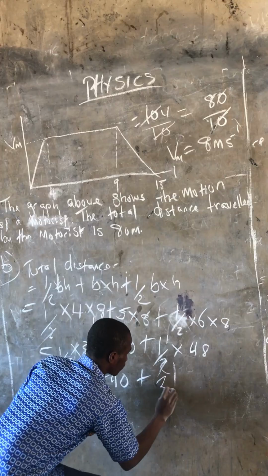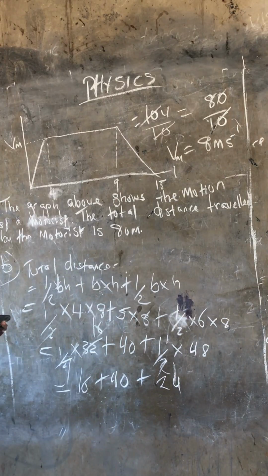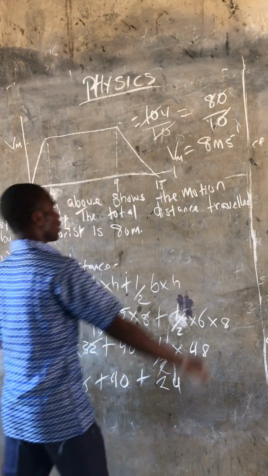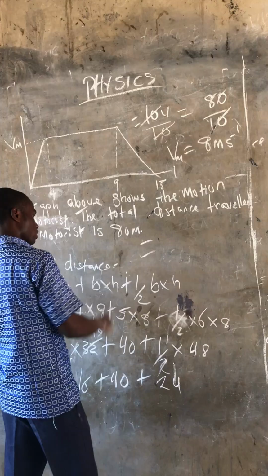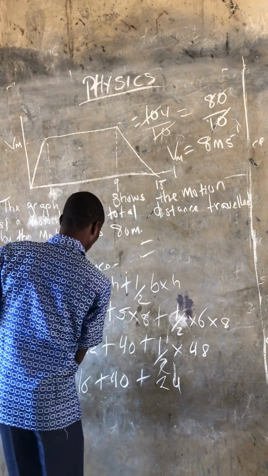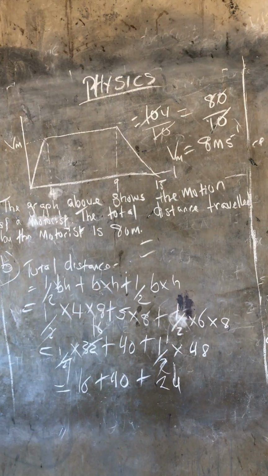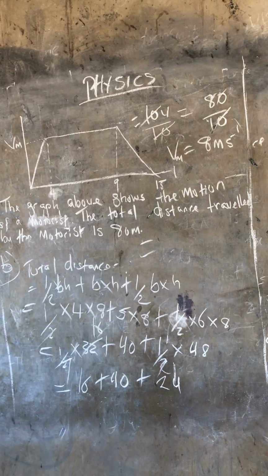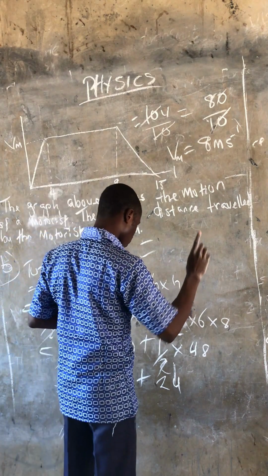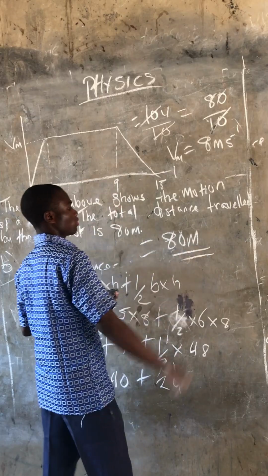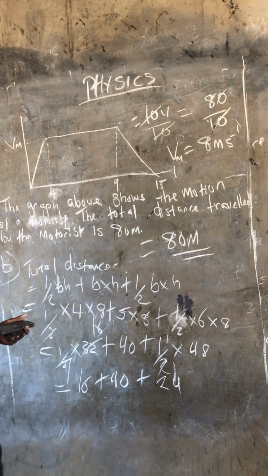which is 24. So now here, our total distance is 16 plus 40, which is 56. And 56 plus 24 is 80. So we have 80 meters for our total distance.